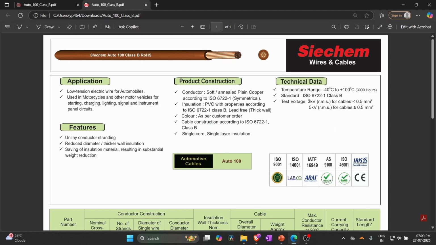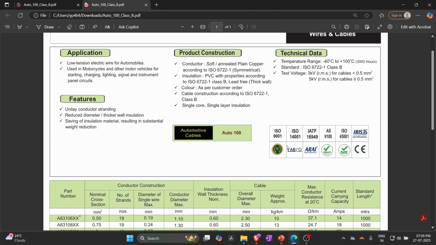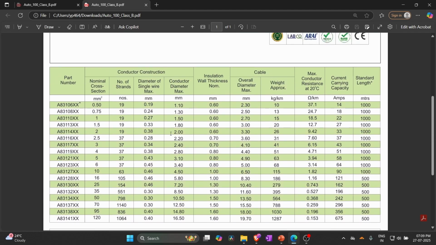The standard of the wire is ISO 6722-1. This can be of multiple standards, and the standard applicable is usually given in the datasheet. So this is the construction part.